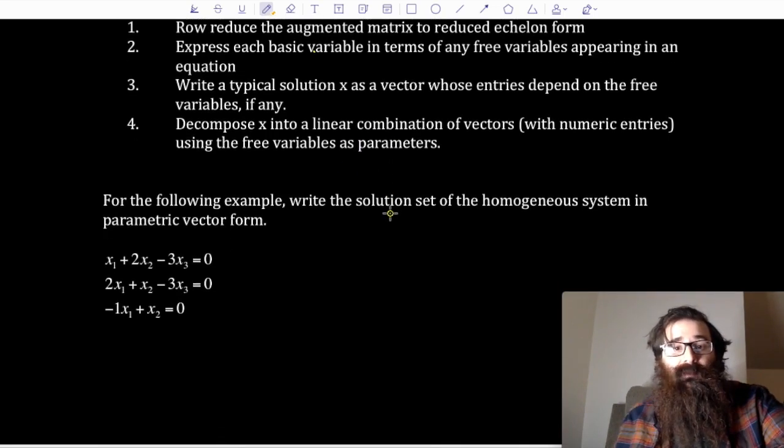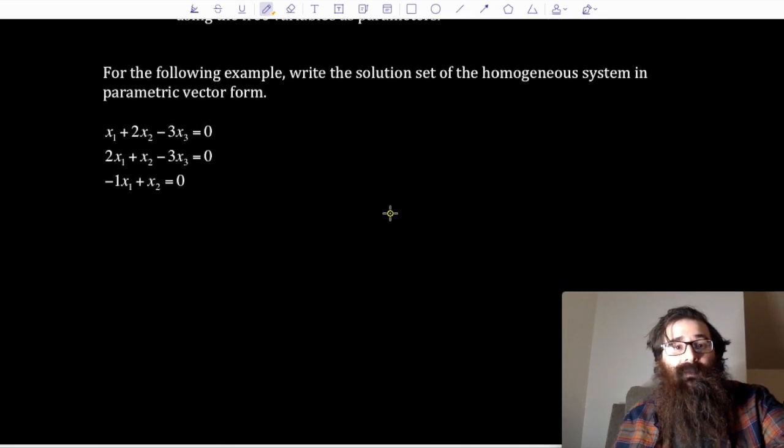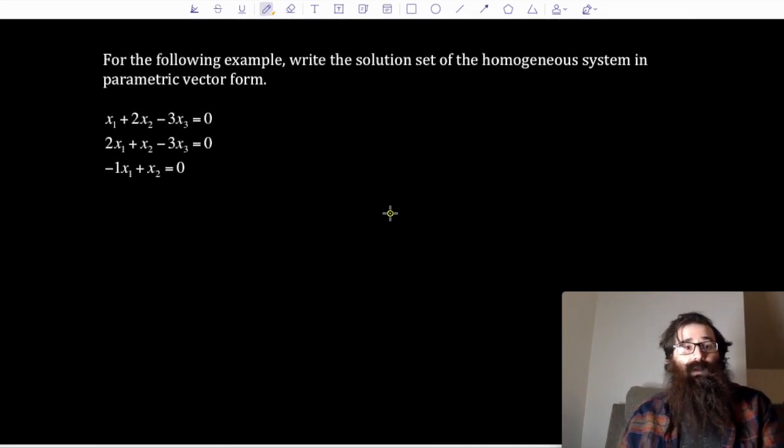I think you're really going to like this once we get going with it. And I'm going to talk all the way through the entire process. So now I want to take a look at this example.